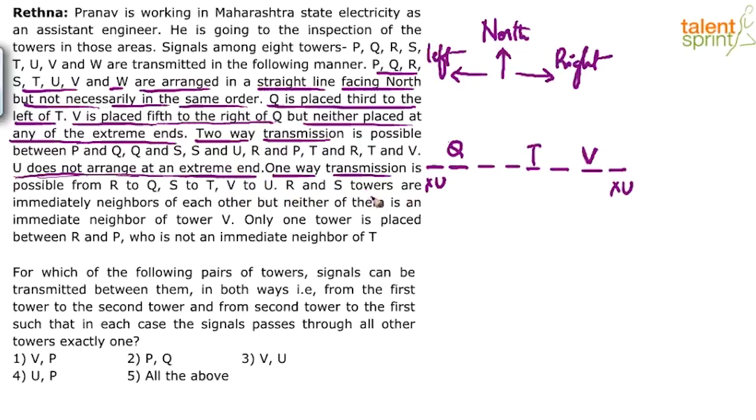R and S towers are immediate neighbors of each other. I think it should be immediate, not immediately, right? R and S towers are immediate neighbors of each other. So R and S are immediate neighbors of each other.